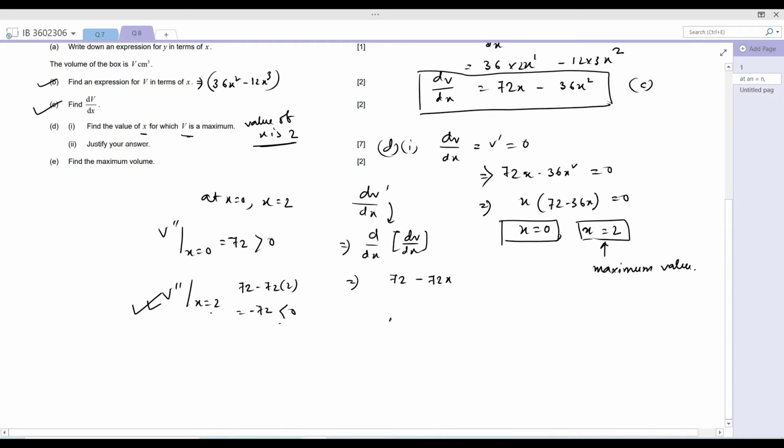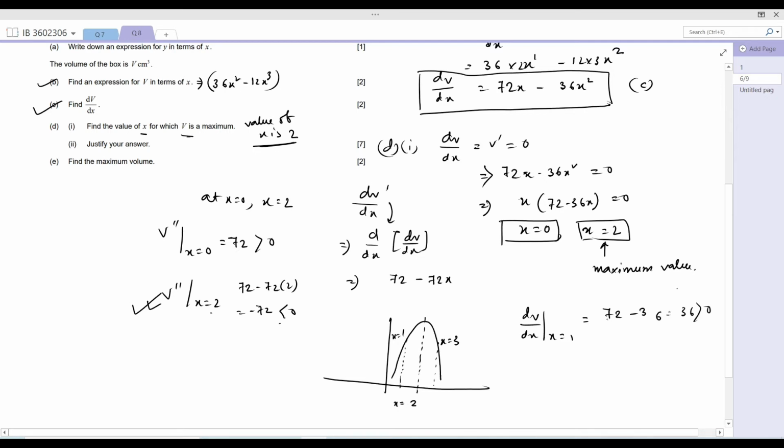So this is the graph, and this is the point x equals 2. Now if I take two points, x equals 1 and x equals 3, I just need to find dV/dx at those points. dV/dx is 72x minus 36x squared, so at x equals 1 it is 72 minus 36, that is 36, greater than 0.